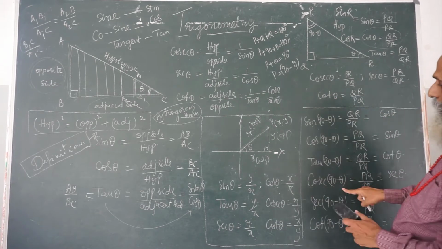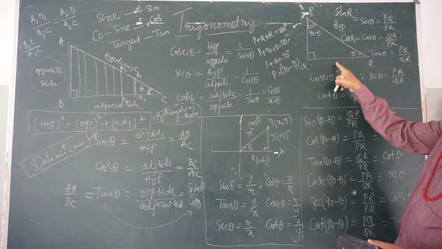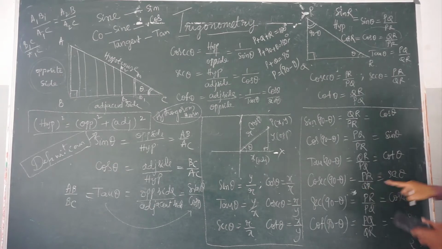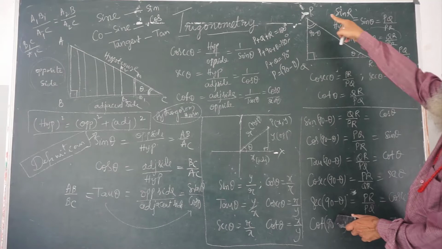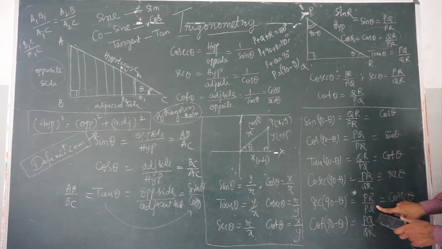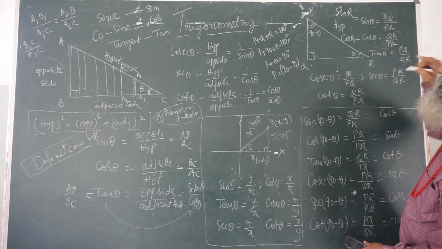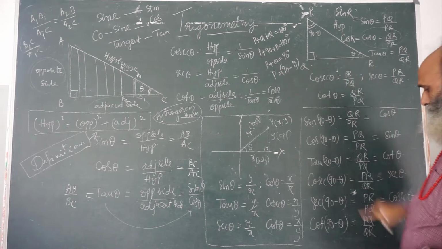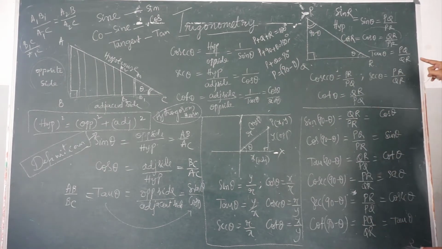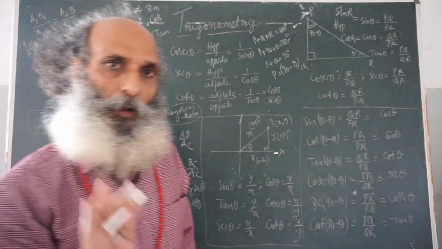Similarly, cosecant 90 minus theta is hypotenuse by opposite side, PR by QR. PR by QR is secant theta. Secant 90 minus theta is PR by PQ. That is cosecant theta. Cot 90 minus theta is adjacent side by opposite side, so PQ by QR. But PQ by QR is tan theta. So, cot 90 minus theta is tan theta.